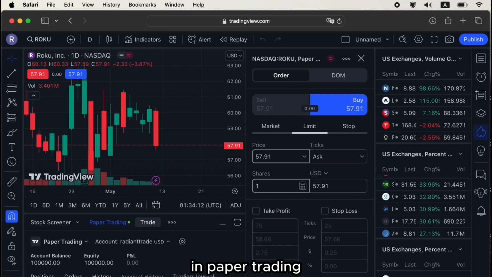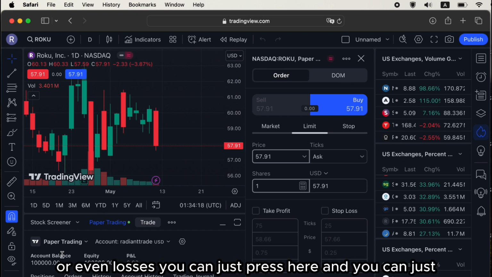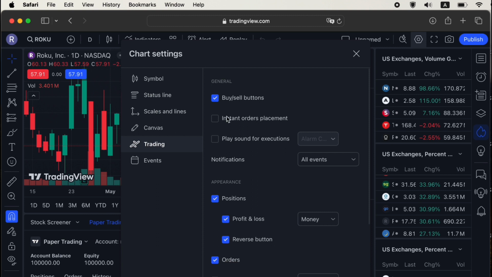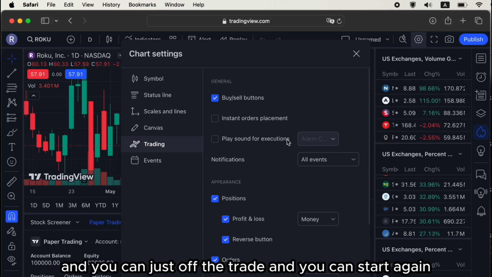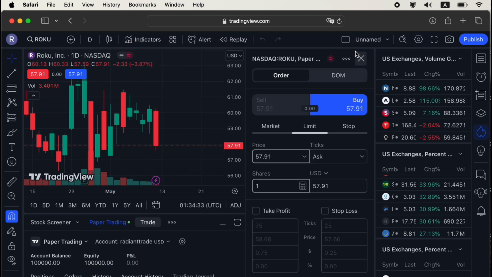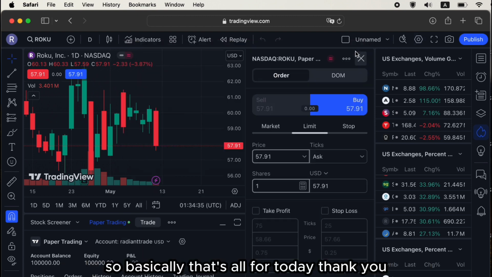If you want to reset your account balance when you have profit or even losses, you can just press here and go to trade settings, and you can turn off the trade and start again. So basically that's all for today.